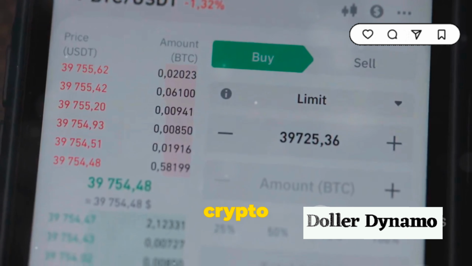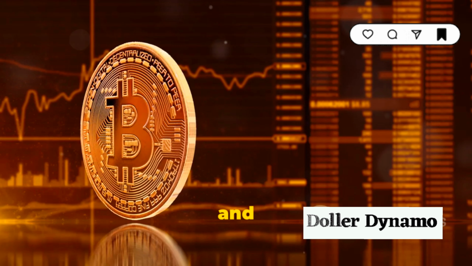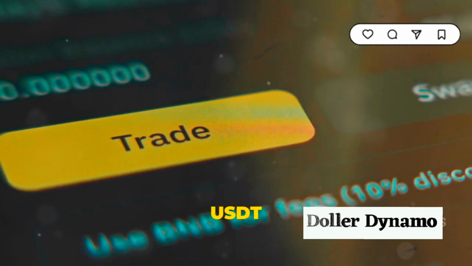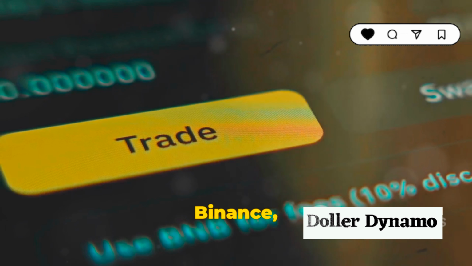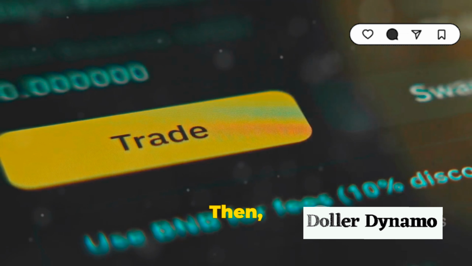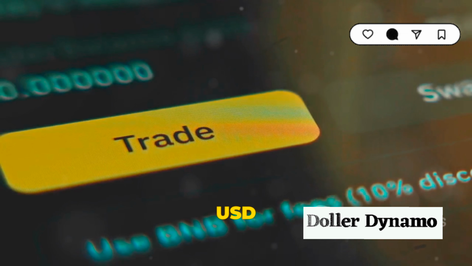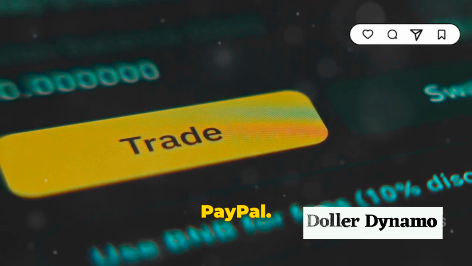First, sell on a crypto exchange. This method is fast and secure. Send your USDT to trusted exchanges like Binance, Kraken, or Coinbase. Then, trade USDT for USD and withdraw directly to your bank or PayPal.